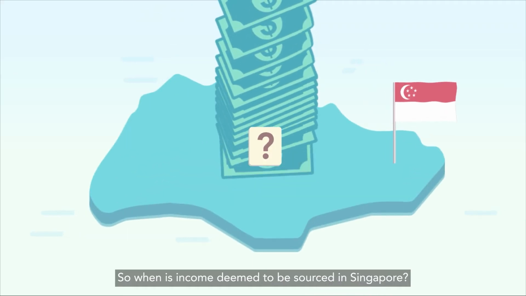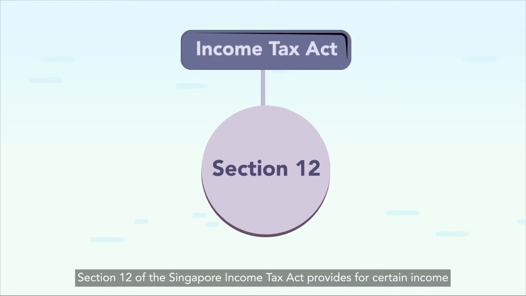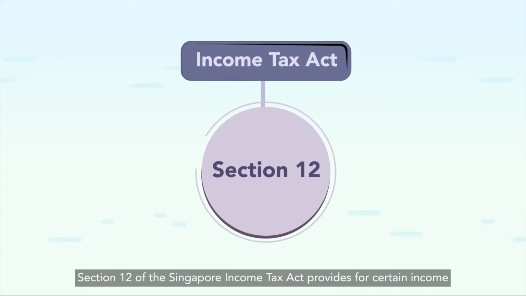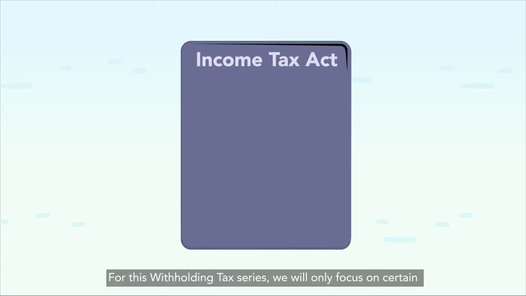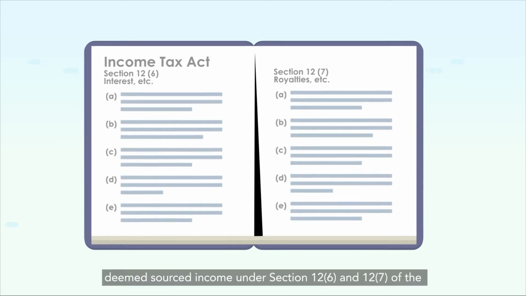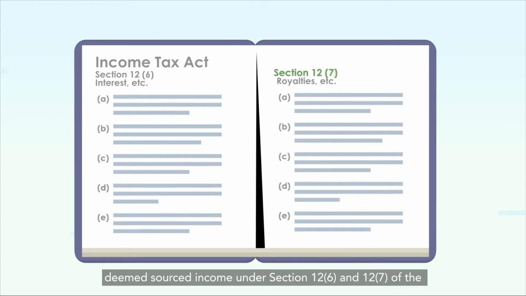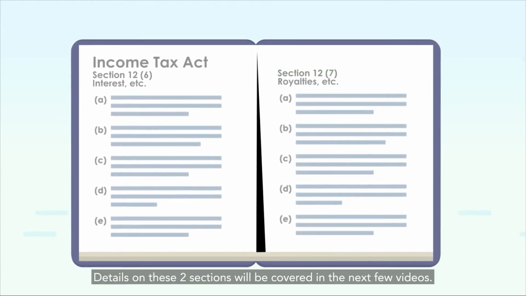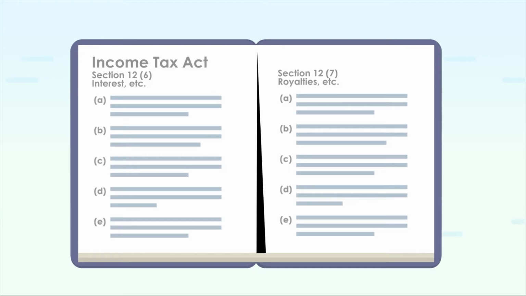So, when is income deemed to be sourced in Singapore? Section 12 of the Singapore Income Tax Act provides for certain income to be deemed sourced in Singapore and hence chargeable to tax. For this withholding tax series, we will only focus on certain deemed sourced income under Section 12(6) and 12(7) of the Income Tax Act. Details on these two sections will be covered in the next few videos.